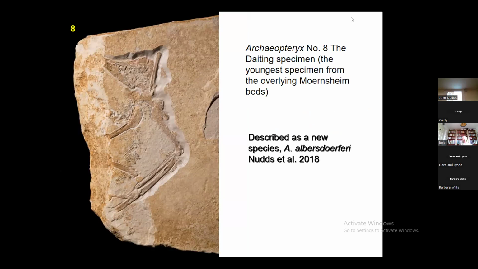And this was the one that I and colleagues described as a new species a few years back, Archaeopteryx albusdorferi, the original species with lithographica. And we described that as new because it had several features that suggested that it was better adapted to flight.